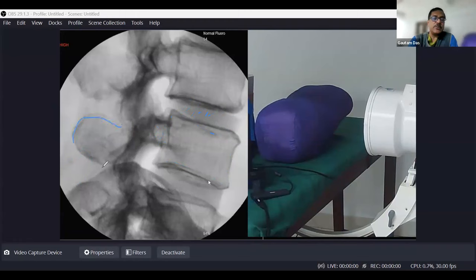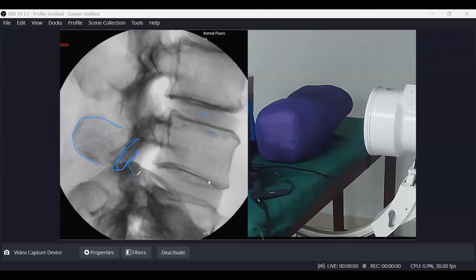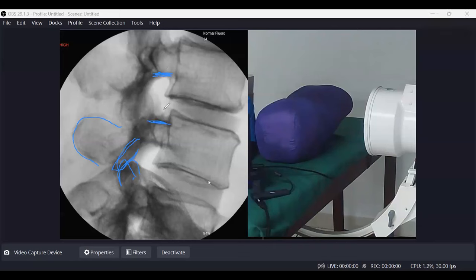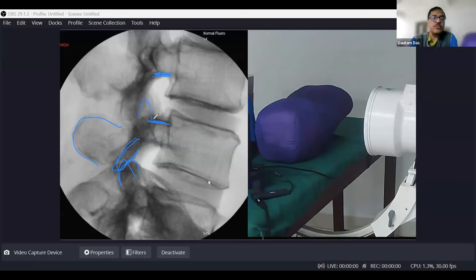And this is your spinous process. This is your inferior articular process. This is your superior articular process. And this is your foramen. The nerve root foramen has one boundary by one pedicle, another boundary by another pedicle. The inferior posterior part of the foramen is your superior articular process. This is your inferior articular process. This is your upper part of the vertebral body. This is the disc. And the nerve root is here.